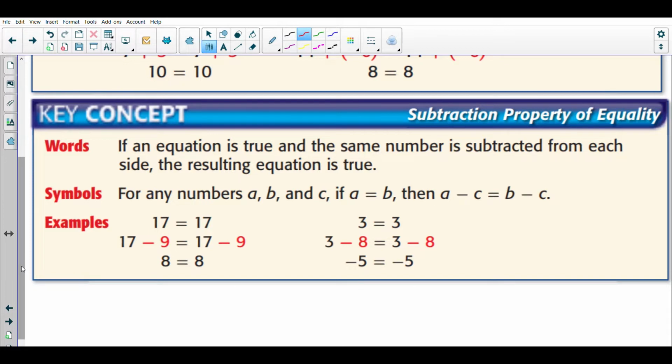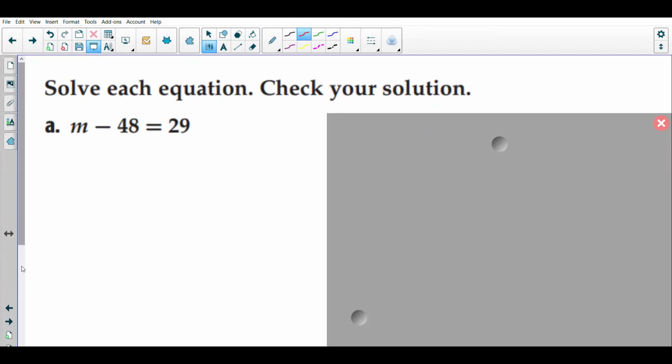So that's what we're going to do. We always want to think subtraction and addition undo each other. So in our cases, what we're going to look at is what we see, and we want to do the opposite of what we see. So we have m minus 48. What we want to do is think of inverse operations. Addition and subtraction are inverse operations.